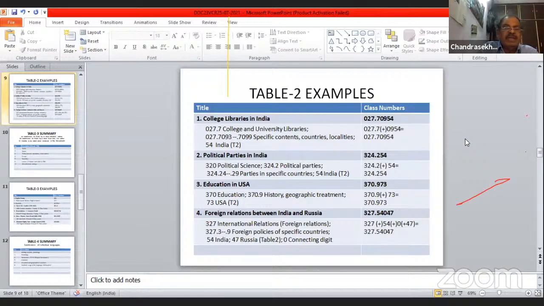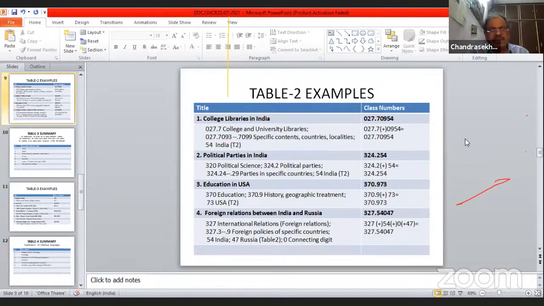327.32.9, that is the instruction. In between the countries, numbers you can give. So what he has given, 327 to that one, first country number, what is India number 54. Then second country number is 47, that is Russia number is 47. In between these 2 countries, there should be an interposing connecting digit, interposing 0.